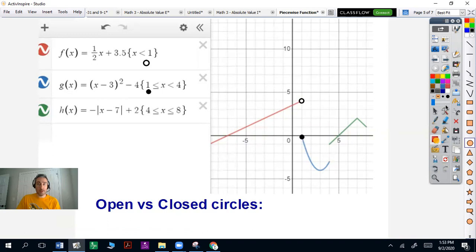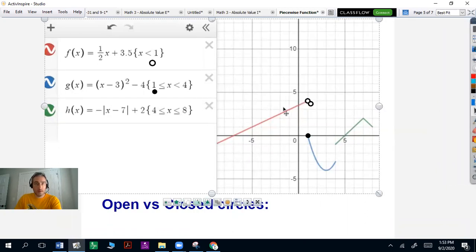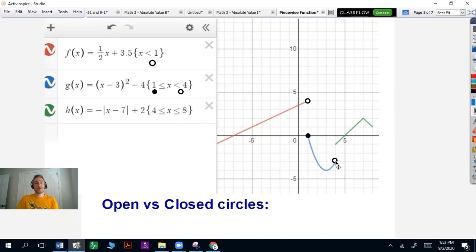So it looks like that point exists. Let me move that closer to where it should be. But the point here, that would be an open circle because it's less than. So that would be an open circle right there. And then finally, since these both are less than or equal to, you're going to have a closed circle for both of those. So that's a closed circle, that's a closed circle.